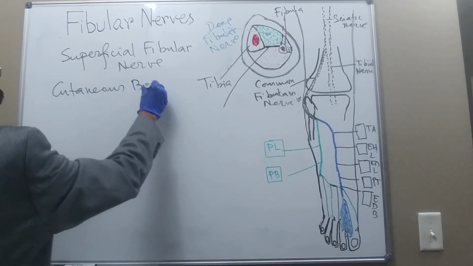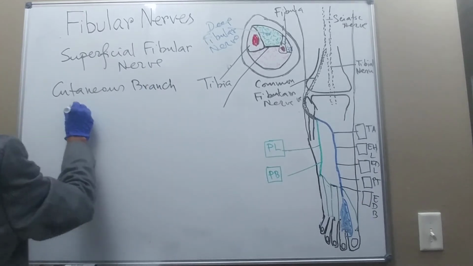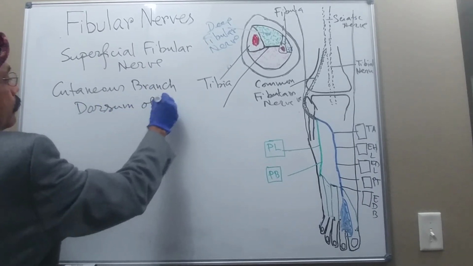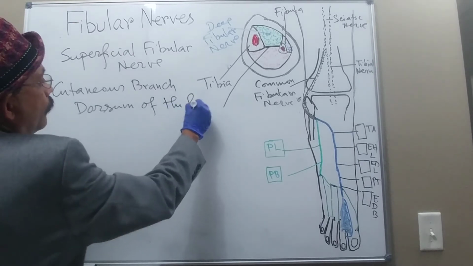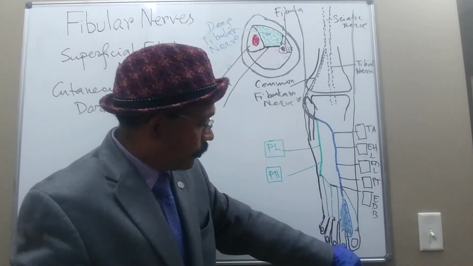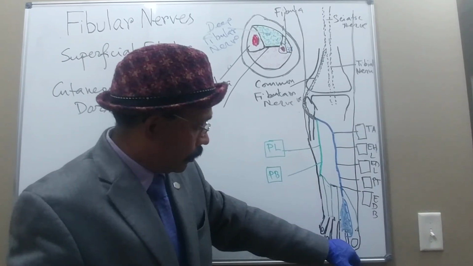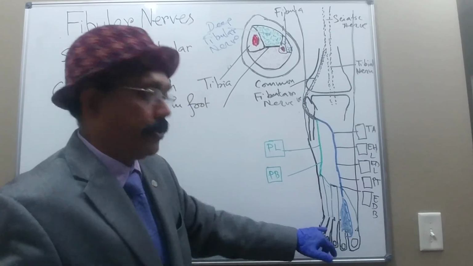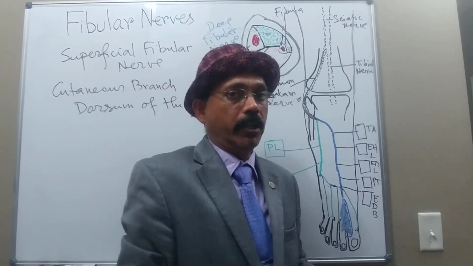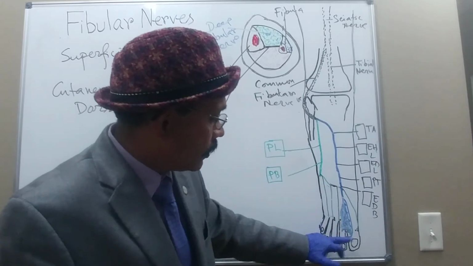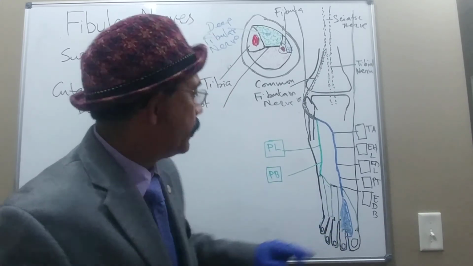Cutaneous branches, we got that dorsum of the foot, up to the nail bed area, just proximal to the nail bed. The nail bed is innervated by the lateral plantar nerve and medial plantar nerve. So up to the digit, the proximal part of the nail bed.